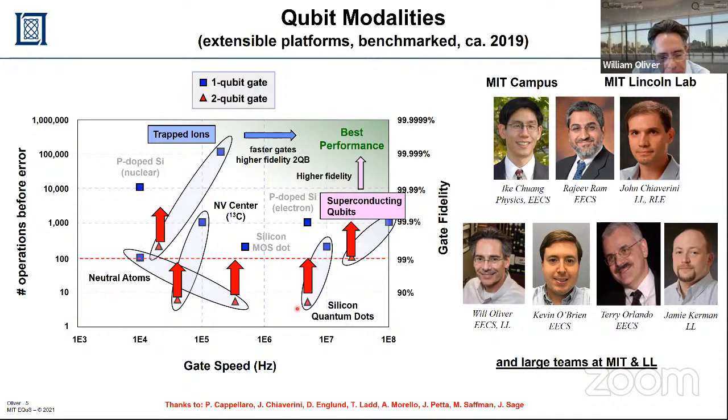And one other thing we can say is that the field moves very fast. And since I made this chart maybe 1.5 years, 2 years ago, all of these 2-qubit gates have basically improved by about an order of magnitude.